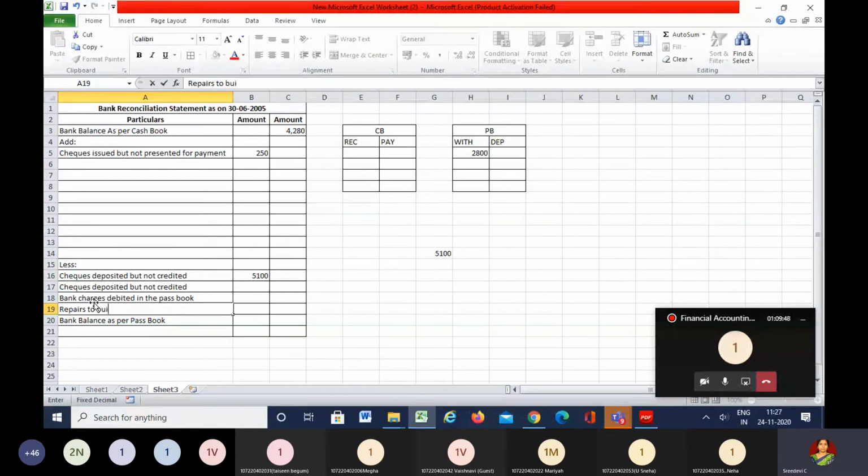Repairs to building paid by bank. Paid by bank. So when the bank is paying, the balance at the bank is decreasing. So because of which here also we need to minus it. Clear?